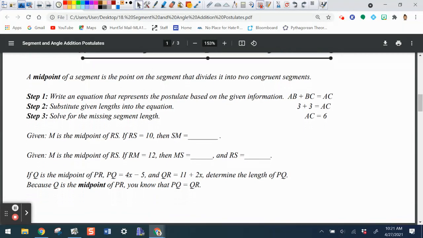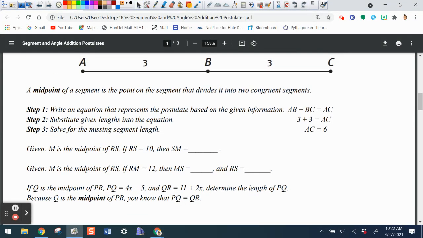In example B, we're introduced to this word called midpoint, which you'll see the definition. It's a point that bisects a segment into two congruent segments. In other words, segments that have the same length.